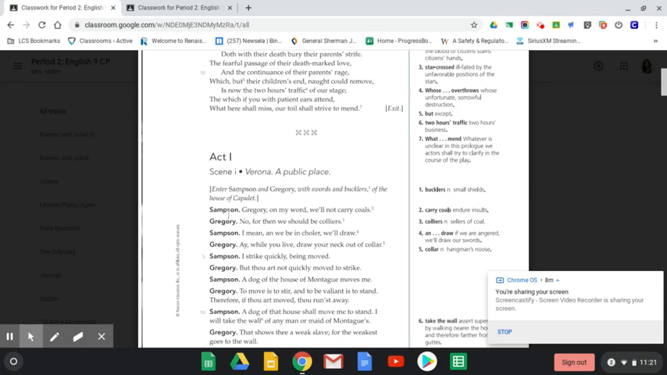So we've got Samson. It goes, Gregory, on my word, we'll not carry coals. So he's saying, Gregory, we're not going to carry insults from these Montagues that we see.